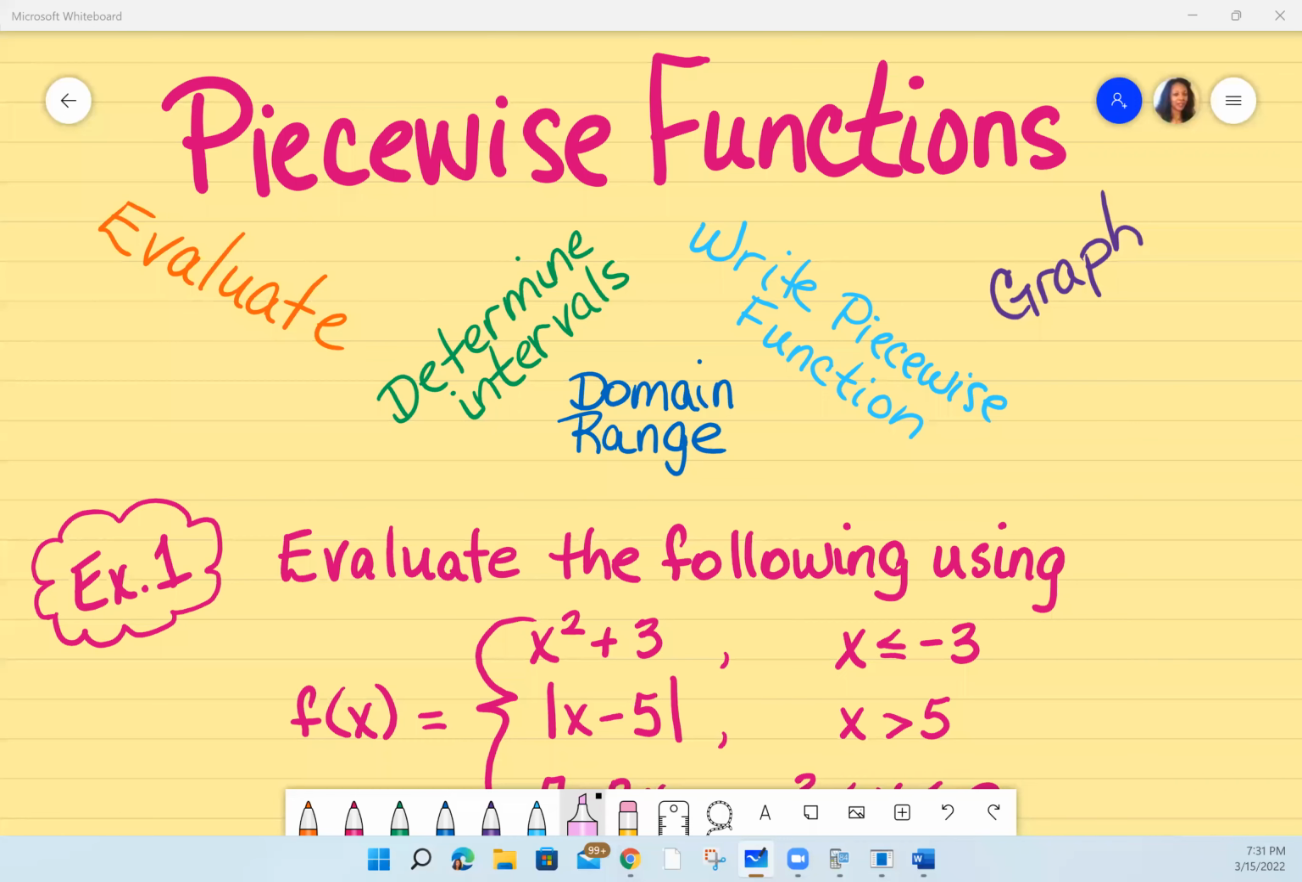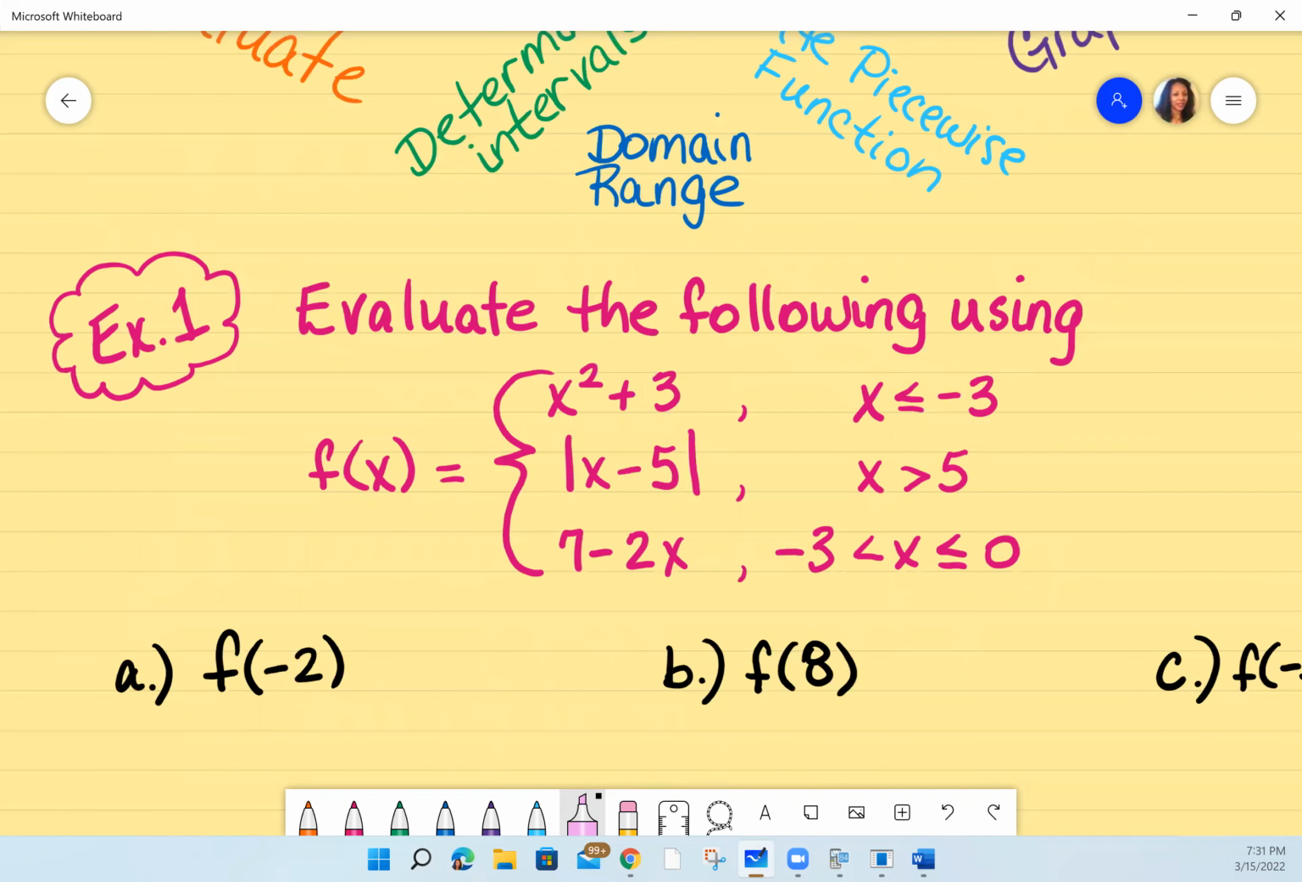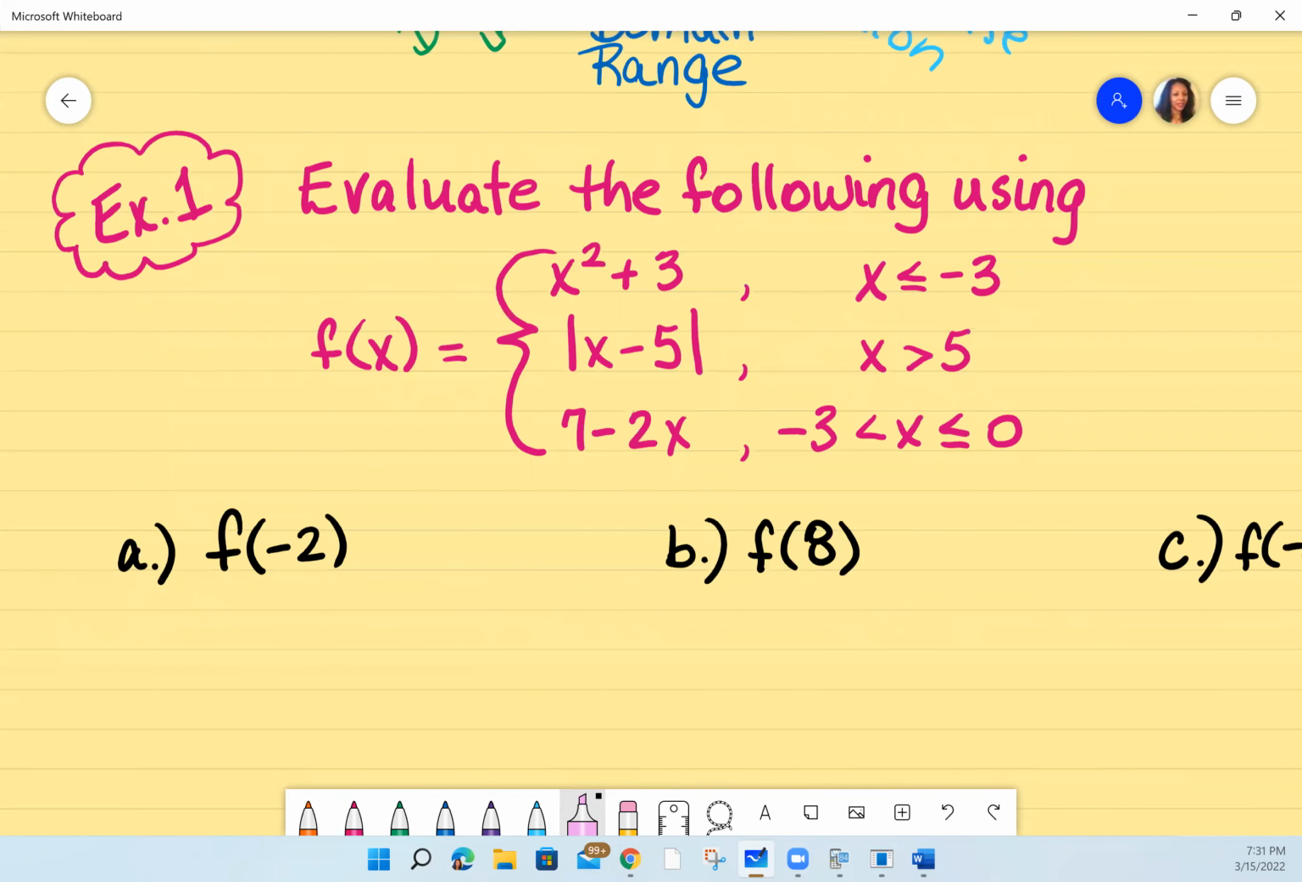I will be discussing the piecewise functions. The first example is going to evaluate, and then later on, I'm going to determine intervals, how to find the domain and range, how to write the piecewise function when you're given a graph, and also how to graph when you're given a piecewise function.